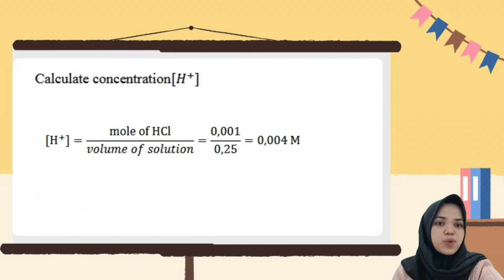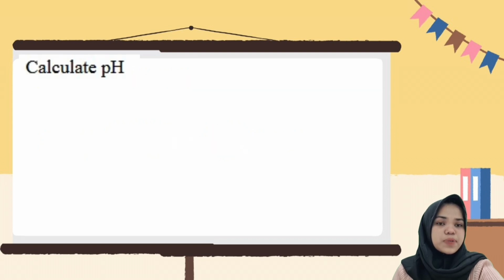Next, we calculate the concentration of hydrogen ions. Concentration equals moles divided by volume of solution. So 0.001 mole divided by 0.25 liters is 4 times 10 to the power of minus 3 molar. Now we calculate the pH using the formula. pH equals negative log of the hydrogen ion concentration. So pH equals negative log of 4 times 10 to the minus 3.